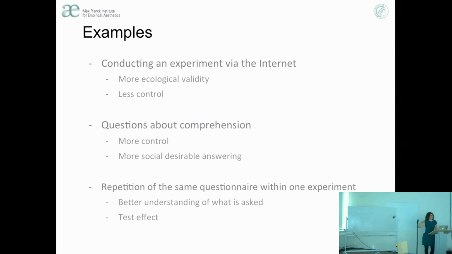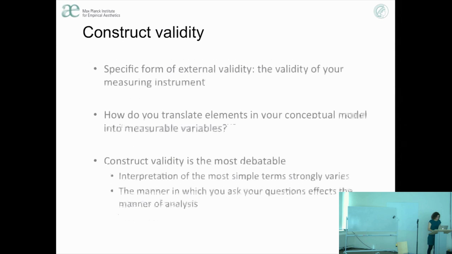But it might have the negative consequence that you have more threats to external validity. There's a higher chance of there being test effects in your results. Okay, so these are a couple of examples of the kind of compromises that you might have to make when designing your experiment. Then the last form of validity that I wanted to talk about was construct validity.